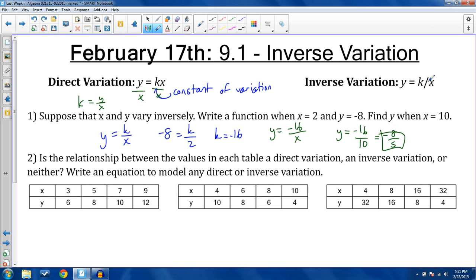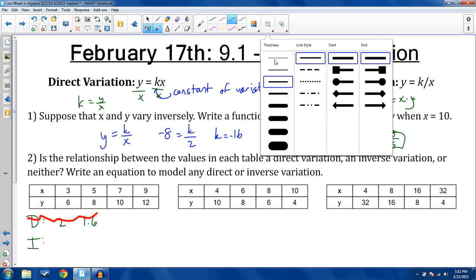Same thing with inverse variation. If I multiply both sides by x, then my constant of variation is x times y. So if I take these values and multiply them together, and I have the same constant of variation, it's inverse variation. If I don't have the same constant of variation, then it's not inverse variation. So let's check this out. Let's see if this is direct or inverse. For direct variation, I'm going to do y over x for each of them. 6 over 3 is 2. 8 over 5 is obviously not 2. 10 over 7, etc. We know this is not direct variation.